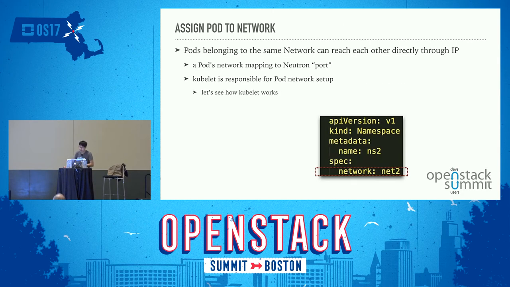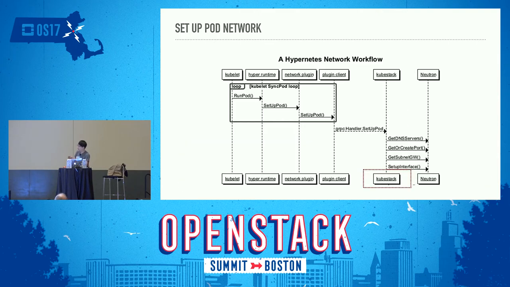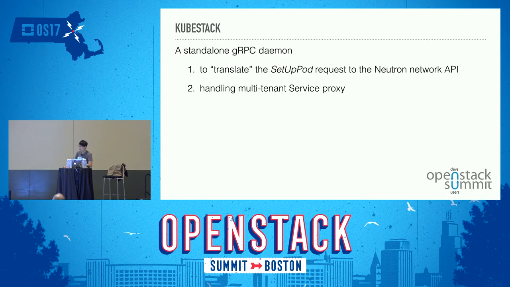Okay. So as long as we have a network, the next thing is how to assign a pod to a network. The pods belonging to the same network will reach each other directly by using IP address. And this is actually done by using Kubernetes. So let's go to the Kubernetes workflow. When you start up a pod in Kubernetes, it will call the setup pod in the network plugin, and it will send a gRPC request to a small daemon named KubeStack. And KubeStack will be responsible for translating your API calls to the standard Neutron API. And the responses from these API calls will be used to configure the pod virtual machine, actually. So it's very easy. And that's why we need KubeStack.